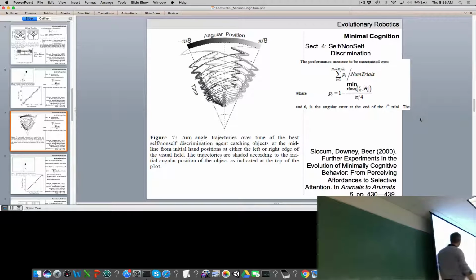Tell me about what it means that all of the trajectories converge down to around the center point here. What does that tell you?